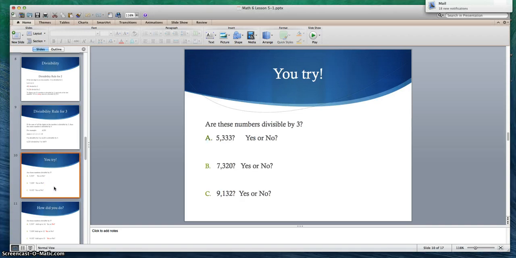Okay, so you try. Are these numbers divisible by 3? Remember, you're going to add up the sum of all the digits. So 5,333. Is that number divisible by 3? You try. Go ahead and stop the PowerPoint, and then when you're ready to answer them, turn it back on.